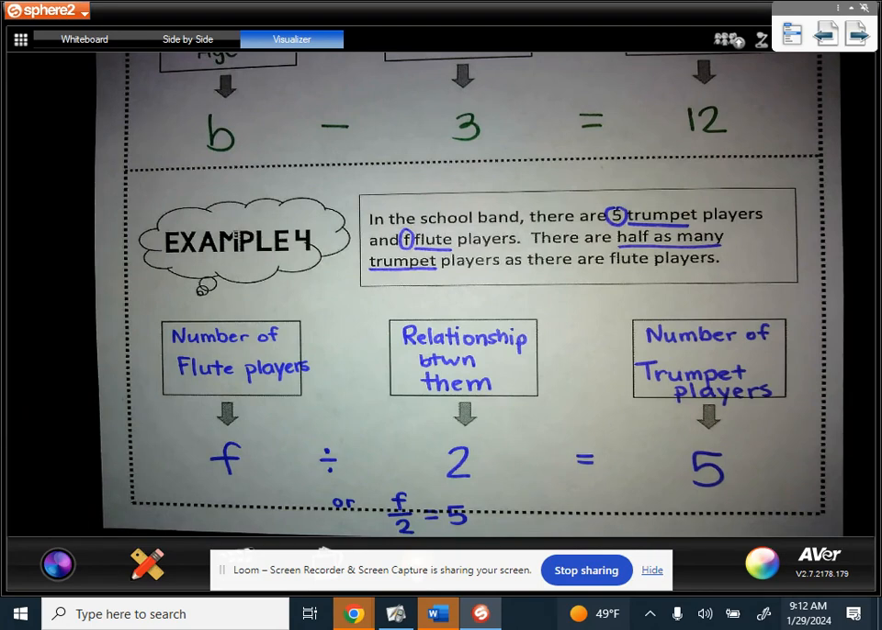So if you have figured this out already, there's got to be 10 flute players. There's half as many trumpet players, and that's 5. That makes sense, right? You wouldn't want to pick something where F turns out to be a different number other than 10. Like maybe you accidentally divided 5 divided by 2. Well, that would be 2.5. We know that doesn't even make sense, because how can there be half of a flute player? And again, we also know the flute players are supposed to be more, because there's half as many trumpet players. That's less than the flute players. So F does have to be 10 there.